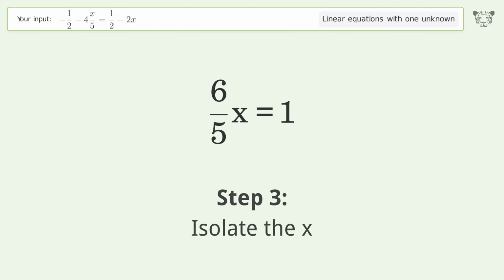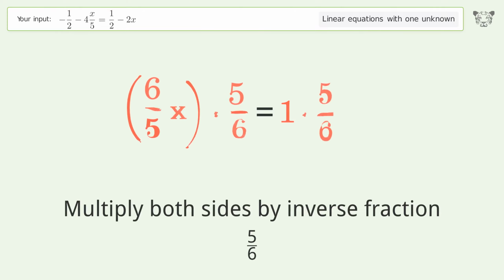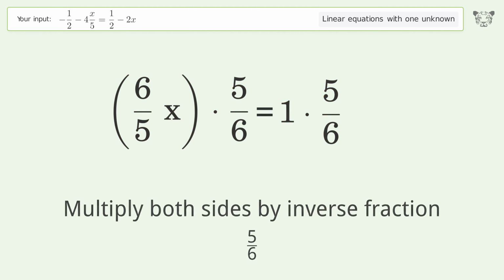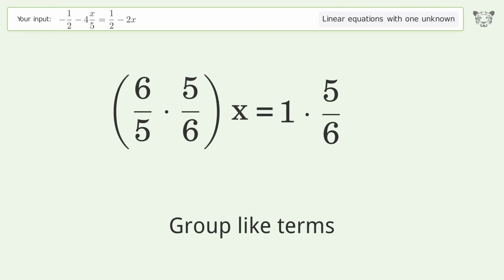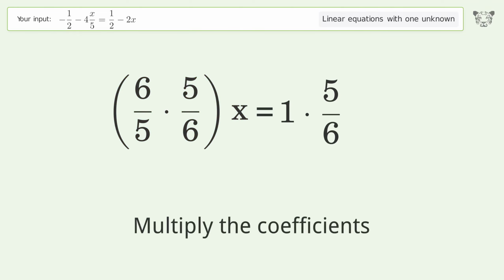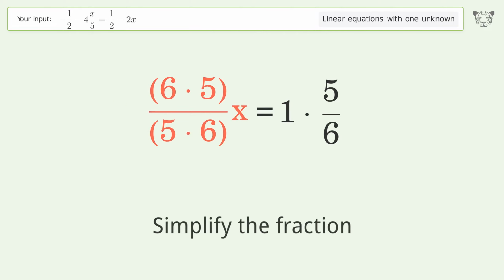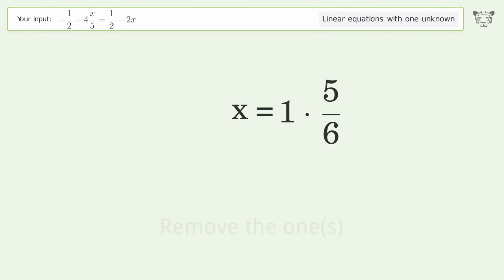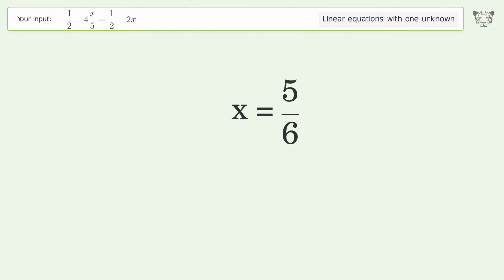Isolate the x. Multiply both sides by the inverse fraction 5/6. Group like terms. Multiply the coefficients. Simplify the fraction. Remove the ones. And so the final result is x equals 5/6.